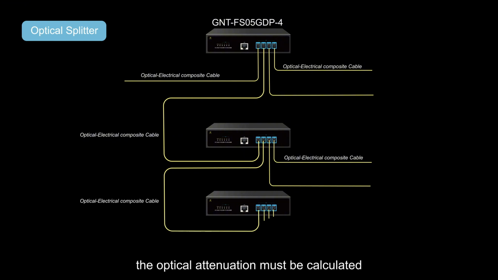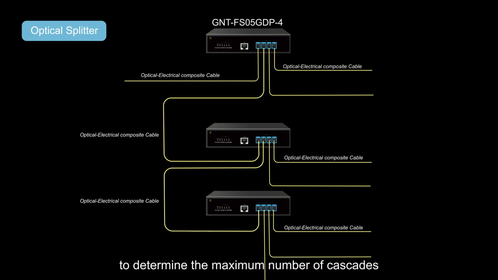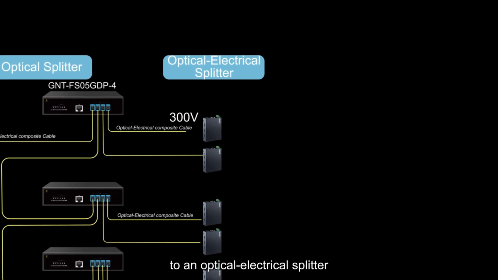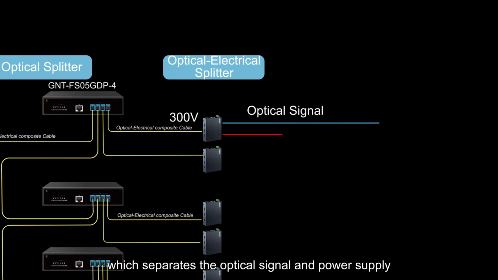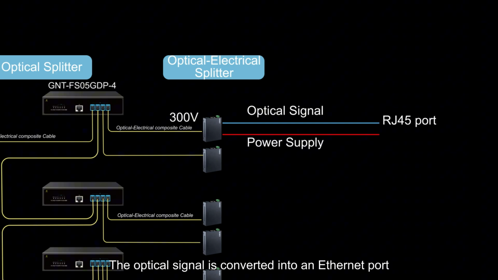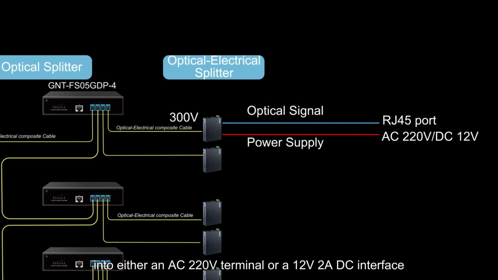The optical attenuation must be calculated to determine the maximum number of cascades, then connected downstream via an optical electrical composite cable to an optical electrical splitter, which separates the optical signal and power supply. The optical signal is converted into an Ethernet port, while the 300 volts power line is converted into either an AC 220 volts terminal or a 12 volts 2 amps DC interface.